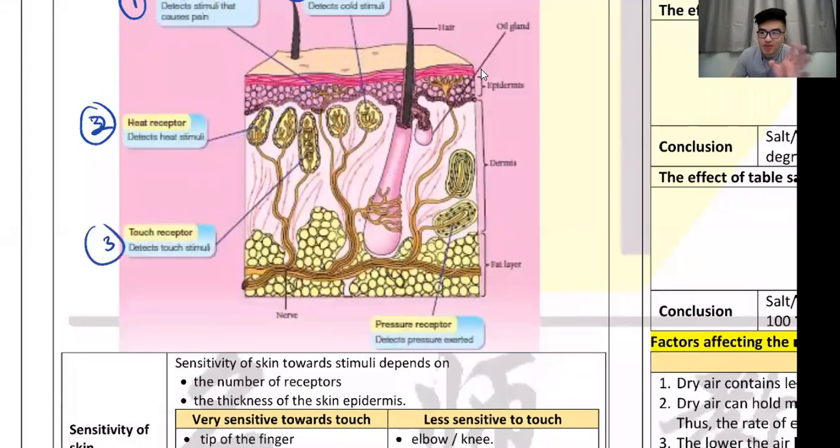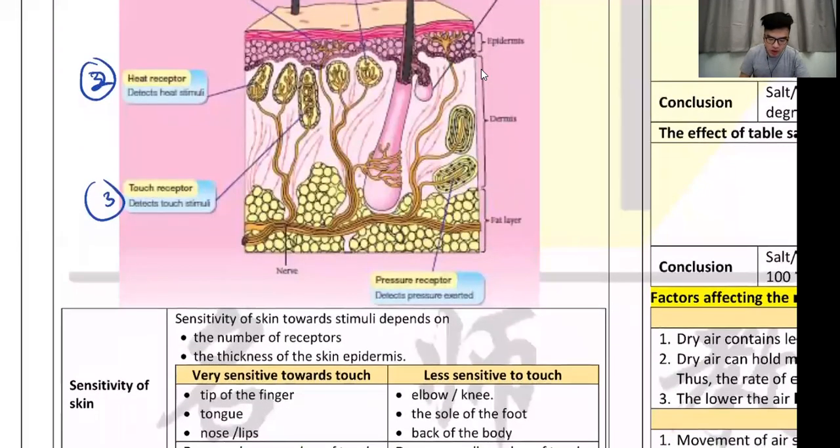I see, touch is not so important really. Not to say not important, but pain and hot-cold is more important. Touch is something voluntary, something you can control, something you can feel. Like when you touch something, oh, this is smooth, oh, this is rough. That is a touch receptor.